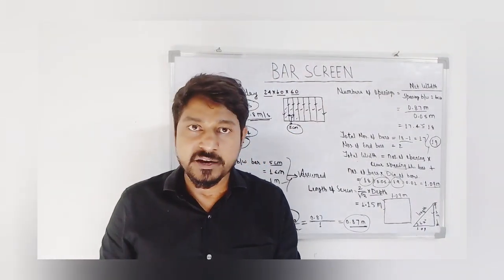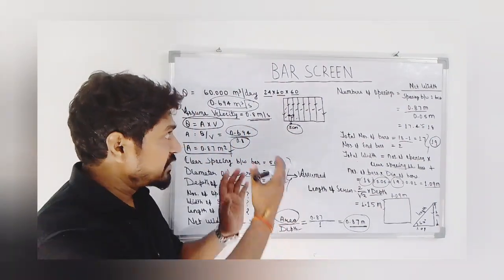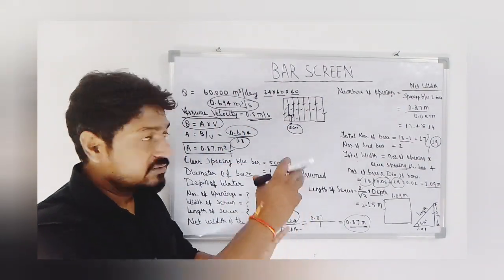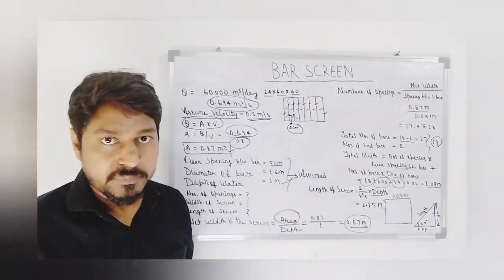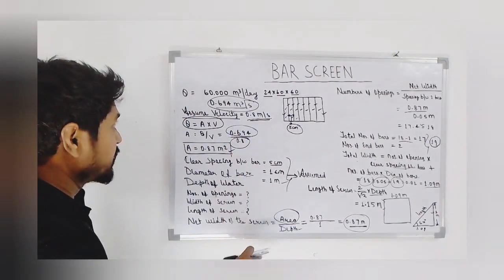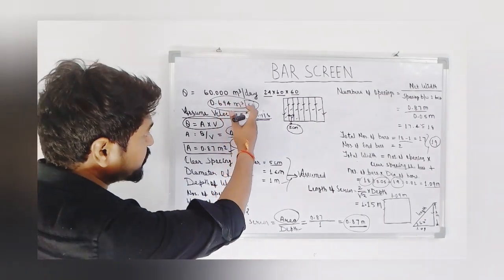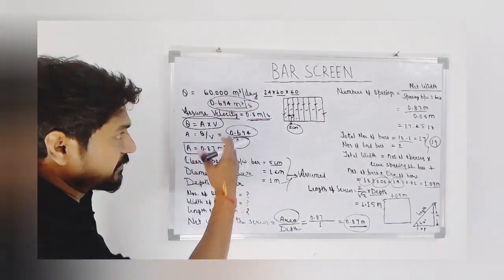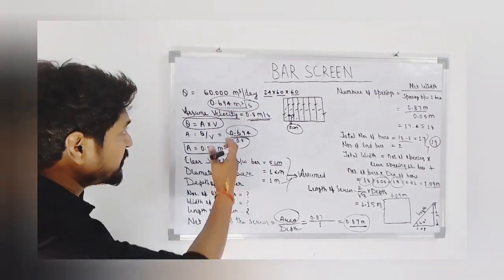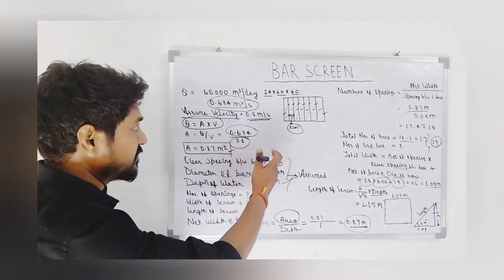My name is Brajesh Gopalan and today we are going to discuss the bar screen chamber: how to calculate the size of the bar screen chamber. So look at this board. The capacity of the plant, the discharge Q, is equal to 60,000 cubic meter per day. But we have to calculate meter cube per second.